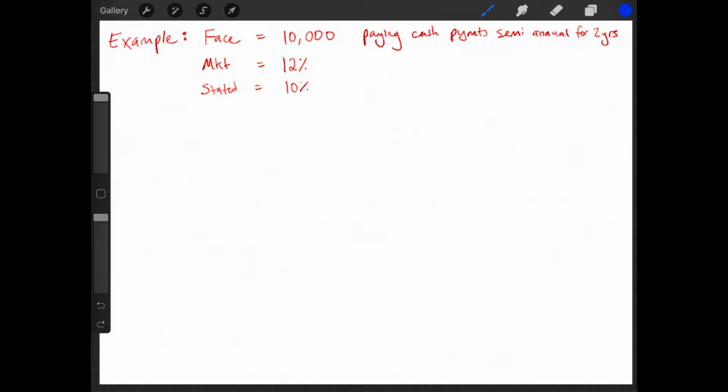So in this example, our face value is $10,000 and our bond makes cash payments semi-annually for 2 years, and our market rate is 12% and our stated rate is 10%. Remember, these are always given at an annual rate.